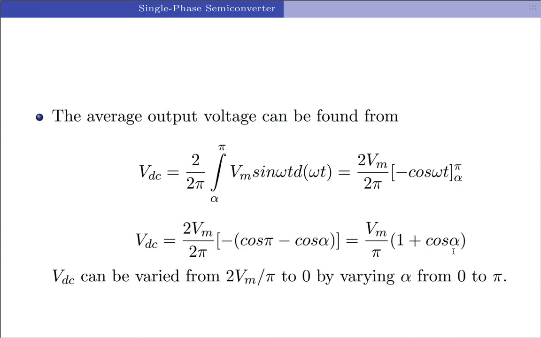Now as we already have seen in our previous session, alpha varies between 0 to pi, and therefore the average output voltage when alpha is 0, 1 plus cos of 0 is 1, so it will be 2, so 2Vm by pi. When alpha is equal to pi, cos pi is equal to minus 1. So this particular value gets cancelled, and when alpha is equal to pi, you will get 0 as average output voltage. So we can now write that VDC can be varied from 2Vm by pi till 0 by varying alpha from 0 to pi. You can substitute alpha as 0 and pi to get these values.